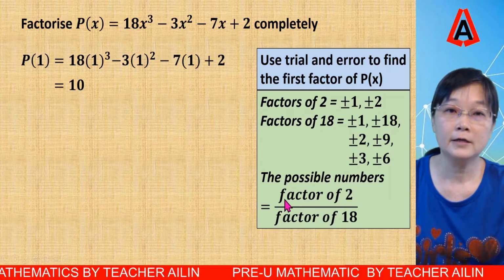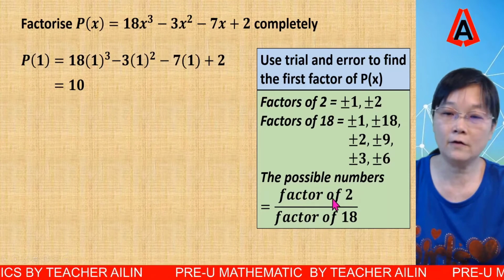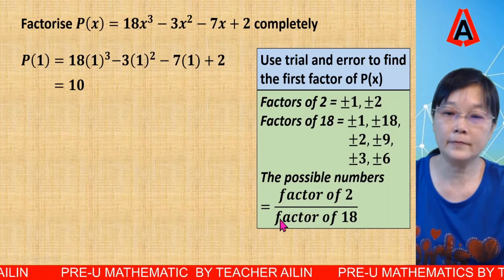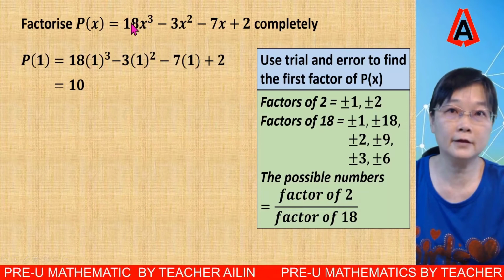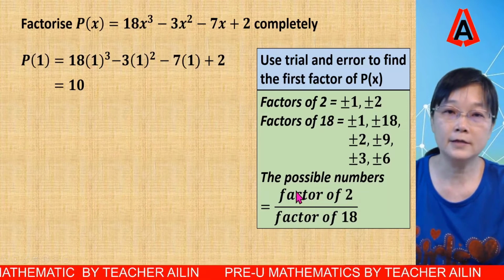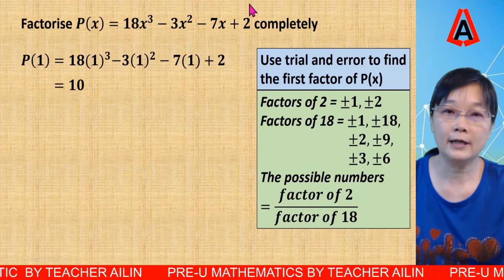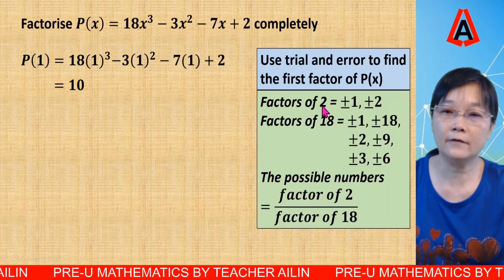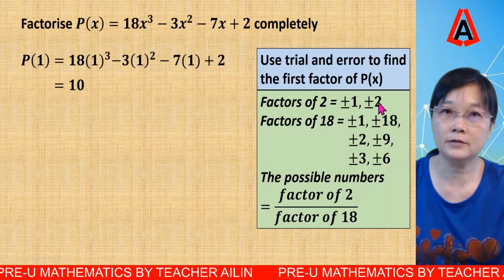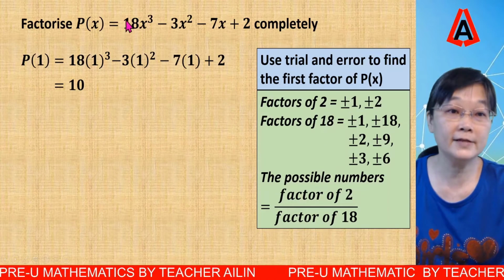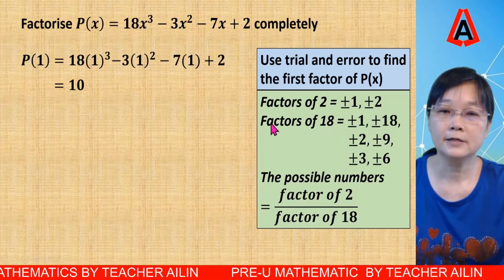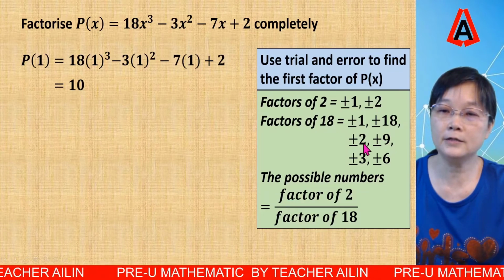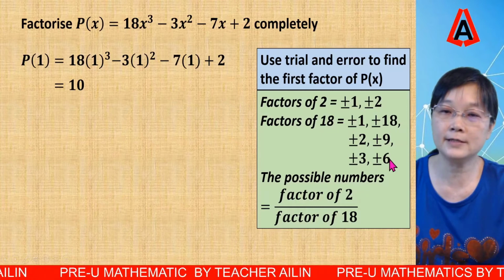That is, we use the factor of the last number divided by the factor of the first number. So in this question, the last number, the constant, is 2. The factor of 2 is 1 and 2. And the first number is 18. So the factor of 18 is 1, 18, 2, 9, and 3, 6.